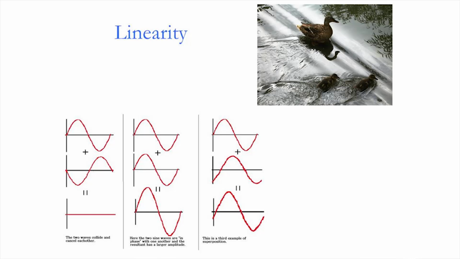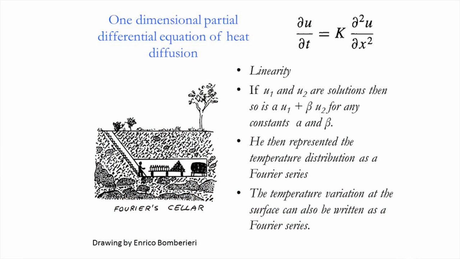So in the first one, they cancel each other out. That was the word I was looking for. And here they reinforce each other. And here we've got two waves that are slightly out of phase, and they combine in that particular way. So this principle of linearity is very important because it allows you to build up complicated things from simple component ones. Right? And I just want to outline essentially how it's done here.